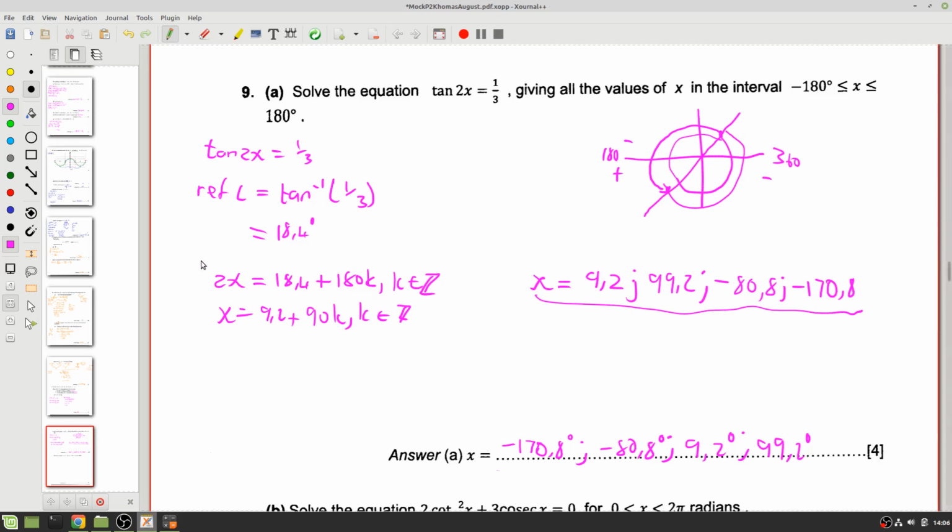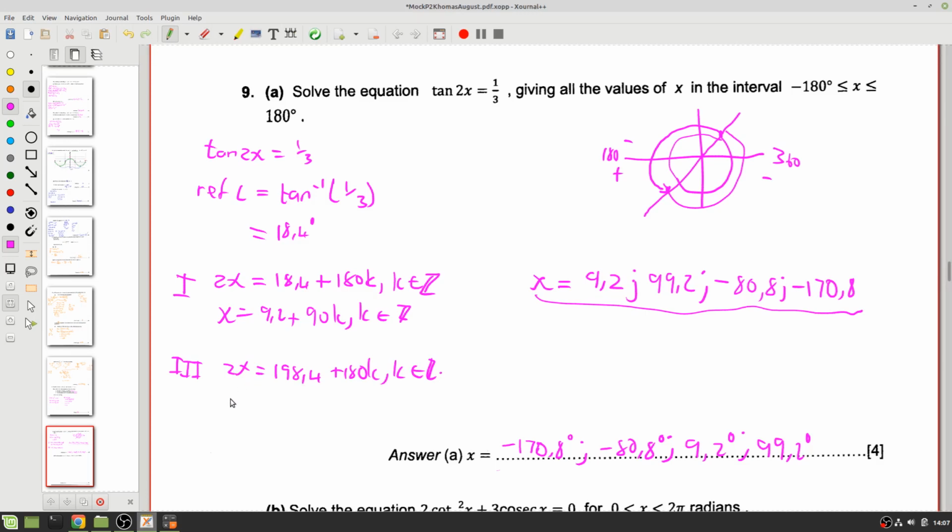Now if you did both quadrants instead of just the one quadrant, that would work out to the same thing, right? So this would be for our quadrant 1. And if we did quadrant 3, then we'd say that 2x is equal to 180 plus 18.4, that's 198.4, plus 180k, where k is an element of the integers.